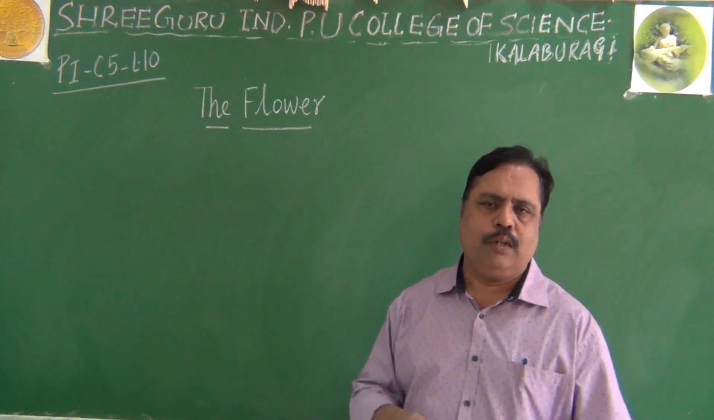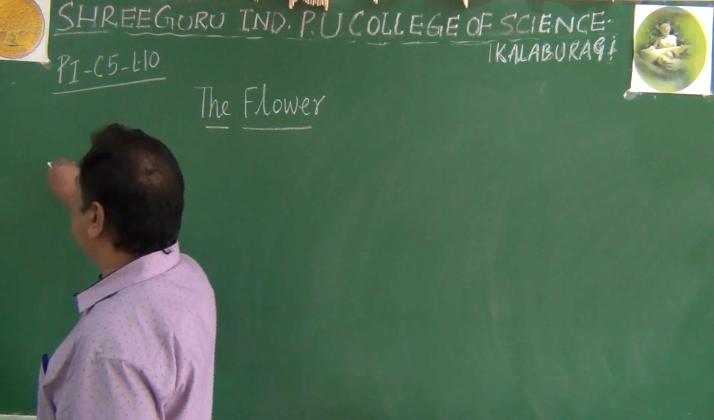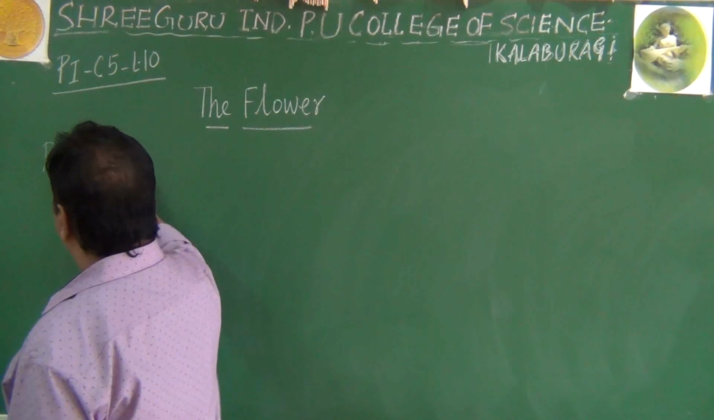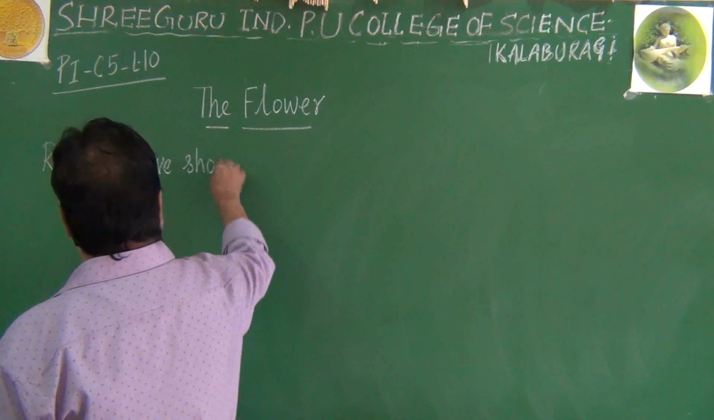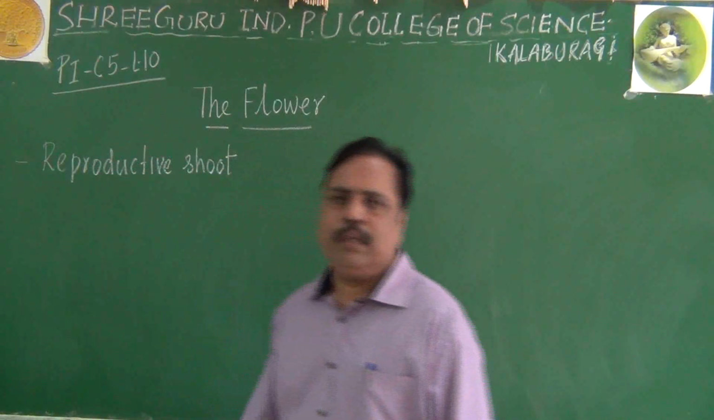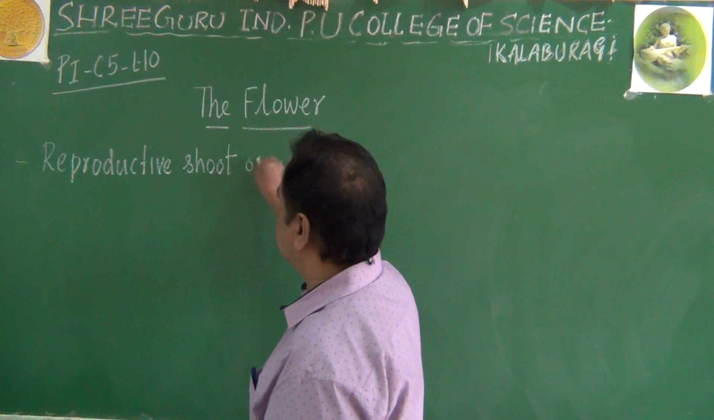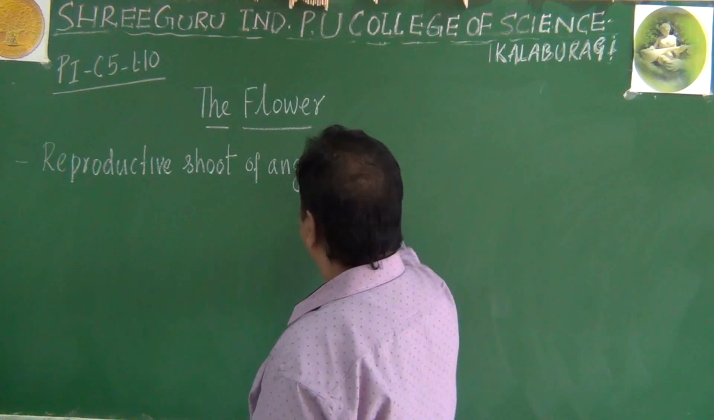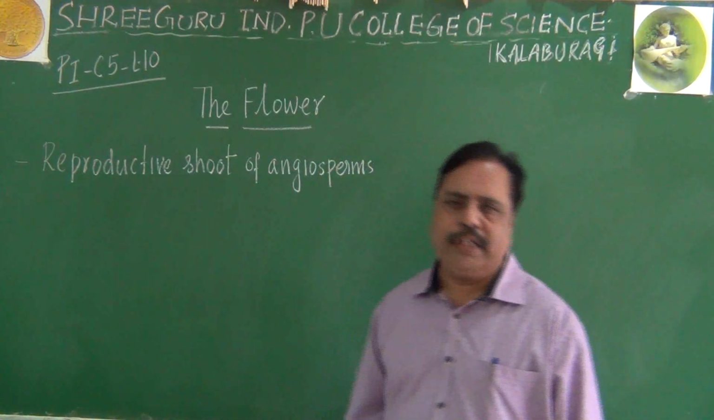How to define a flower? What is a flower? One more question can be asked. A flower can be defined as the reproductive shoot of an angiosperm. It is a reproductive part of an angiosperm. Reproductive shoot of an angiosperm is called a flower of angiosperms. Remember this point.